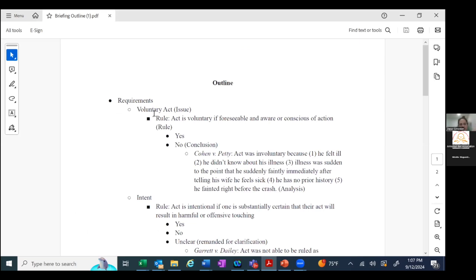Every day after class, you should start drafting the building blocks of your outline. So again, if I'm at voluntary act, here's the issue, here's the rule. And it was no, the act was involuntary, here are the key facts. And each of these facts directly addresses whether it was foreseeable, awareness, or had consciousness or control. That's it.